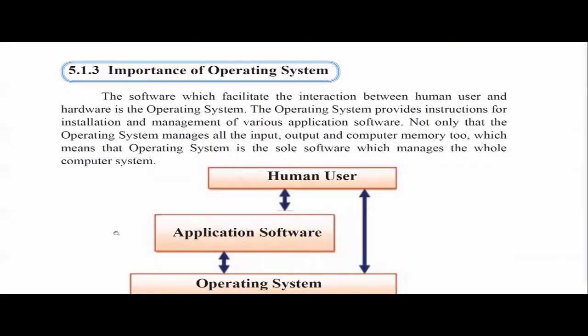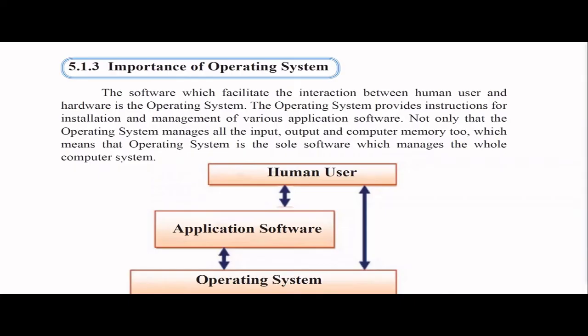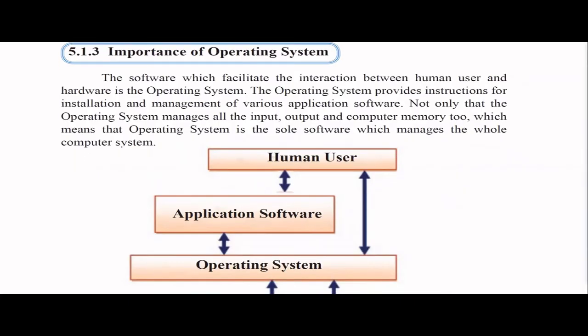So I told you without an operating system, computer cannot work. The operating system is the one which facilitates the interaction between the user and the hardware, right? So operating system is doing so many things, right? It will do hardware management, software management, memory management, network management, security management, file management, right? So many things are done by the operating system. The operating system will provide the instructions for installation and management of application software as well. It's like the captain of the team. And operating system will manage all the hardware. I told you input, output, computer memory, right? So the operating system is the sole software which manages the whole computer system. So that's why without an operating system, a computer cannot work.